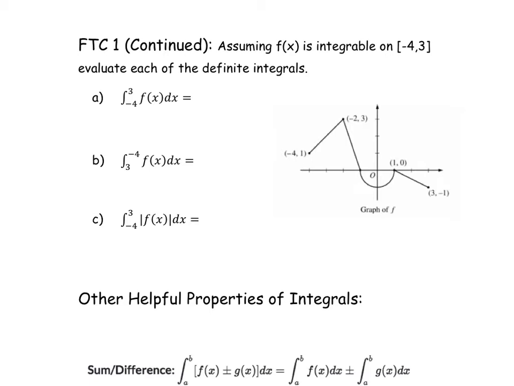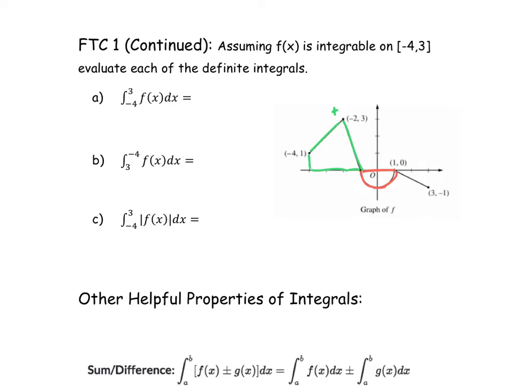Okay, so in part A, the area from -4 to +3. That's going to be all of those areas combined. Now, what I'm going to do first is find the area of this green region. It's going to be an interesting region. As we work from left to right, if the area is above the x-axis, this area will be positive. Then I'm going to look at the red region, which looks like it's a half circle.